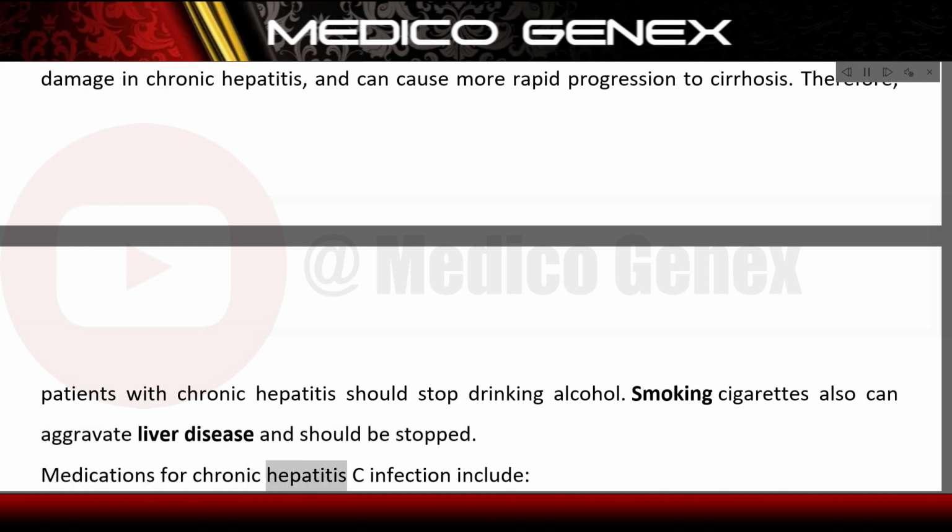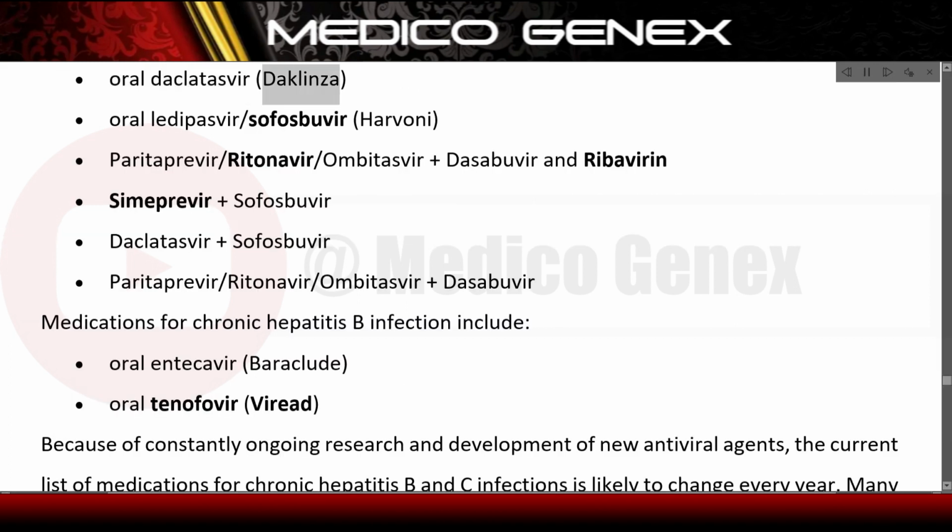Medications for chronic hepatitis C infection include oral daclatasvir (Daklinza), oral ledipasvir/sofosbuvir (Harvoni), paritaprevir/ritonavir/ombitasvir plus dasabuvir and ribavirin, simeprevir plus sofosbuvir, daclatasvir plus sofosbuvir, paritaprevir/ritonavir/ombitasvir plus dasabuvir. Medications for chronic hepatitis B infection include oral entecavir (Baraclude), oral tenofovir (Viread).